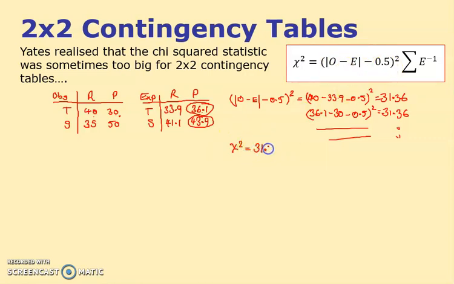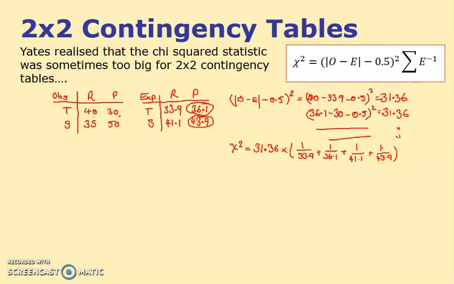Doesn't matter which one you do. You don't need four of them. All four are the same. You just need one of them. And then we times by, and the trick is to do 1 over the expected values. And this time I do need them all. So it's 1 over 33.9 plus 1 over 36.1 plus 1 over 41.1 plus 1 over 43.9.